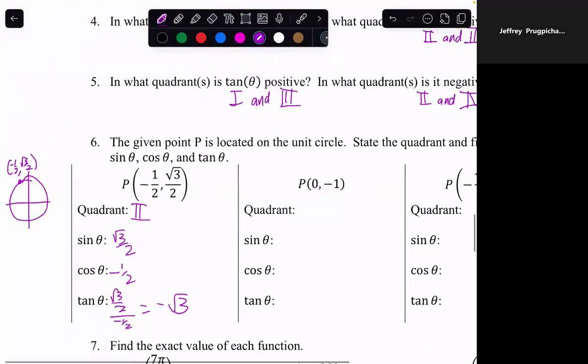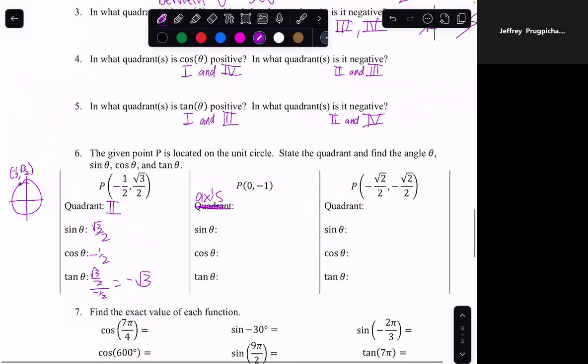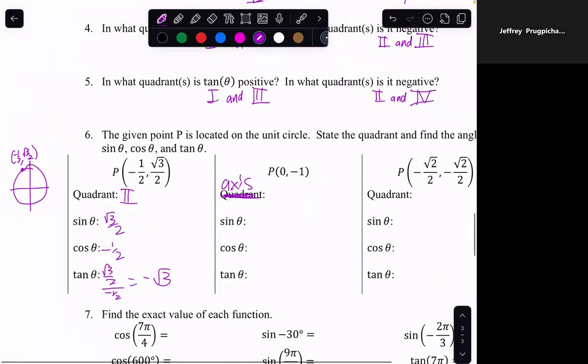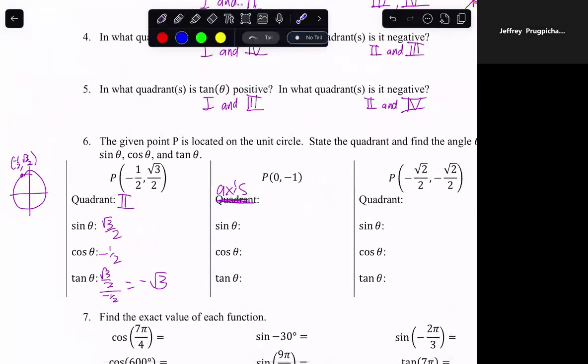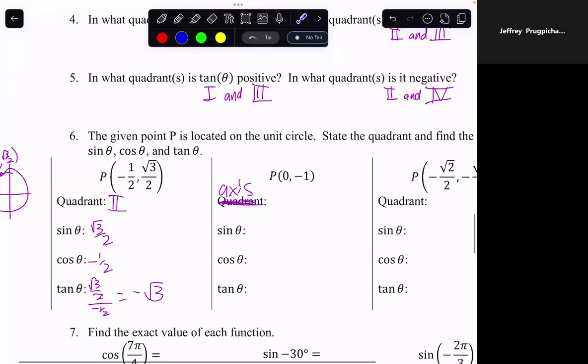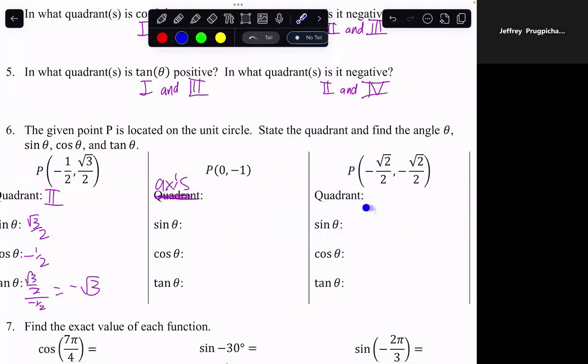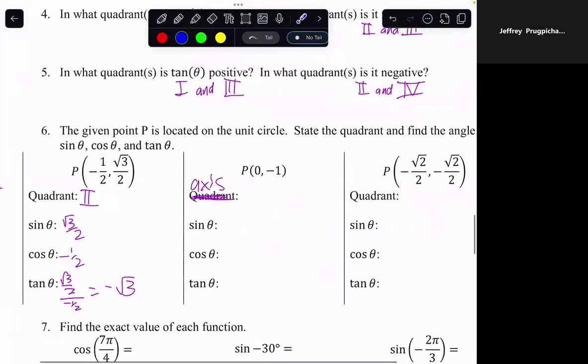Okay. For this next one, this one's not a quadrant, it's on an axis. Go ahead and take a minute and see if you can answer these two. You should be able to do these without looking back at your drawing or at the chart. So try to do these two without looking it up, right? Just use the patterns you've learned.